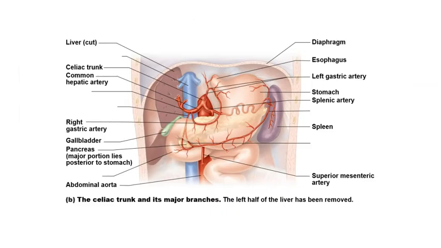In the first abdominal diagram, we see the celiac trunk as well as the common hepatic arteries, in addition to the right and left gastric arteries that are delivering blood to the stomach. And finally, we see the splenic artery here that is winding its way over to deliver blood to the spleen.